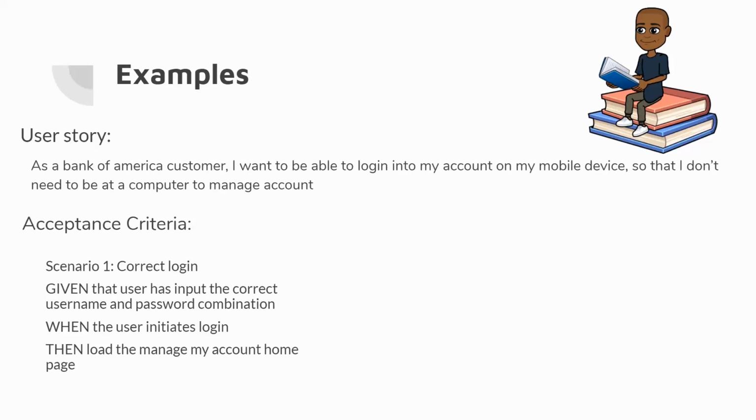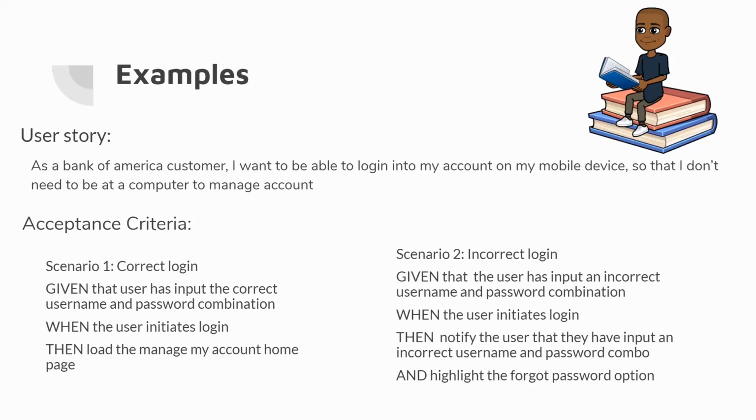Notice that I didn't include any interface directives, anything about how the UI needs to work. All it says is that if I have the correct username and password, when I initiate the login, I should be on my homepage. That username and password interface can look however the dev team and the people involved decide they want it to look. Also notice that by creating this first scenario, we've kind of already called out another scenario that needs to exist. So this is a correct login, and another scenario that definitely needs to exist is an incorrect login.